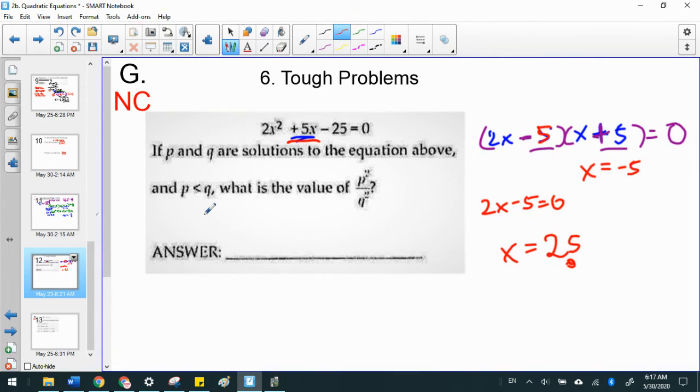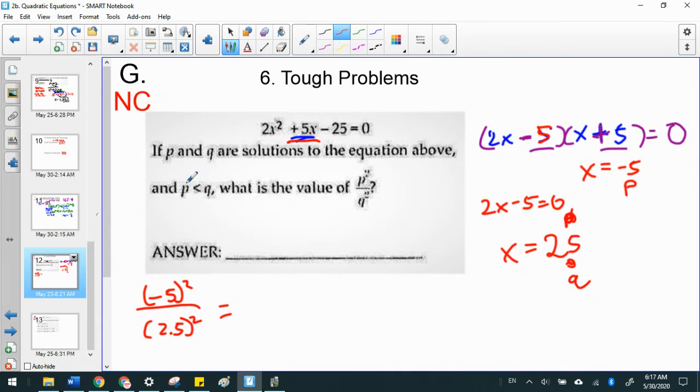So because p is supposed to be less than q, the p is the 2.5. Oh wait, if p is supposed to be less than q, then obviously the negative number is the smaller number, and then the q would be the 2.5. So now at this point, let's try to answer the actual question they have for us, which is what's p squared divided by q squared? So what's going to happen now is I'm going to have -5 in parentheses squared over 2.5 squared.